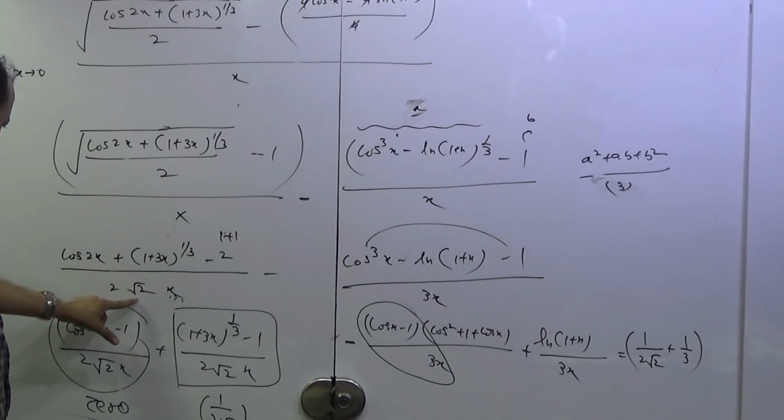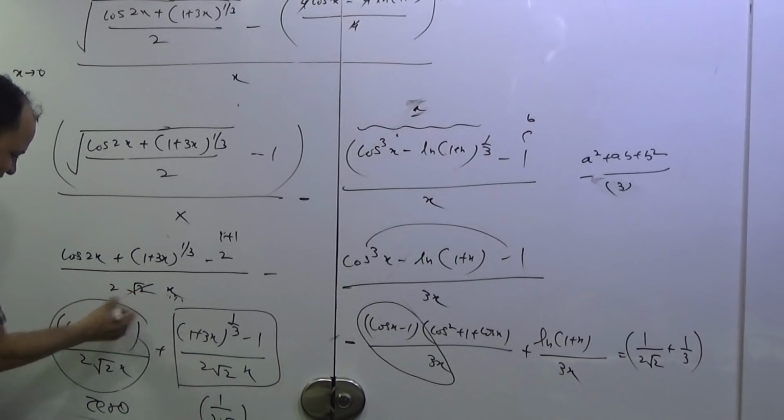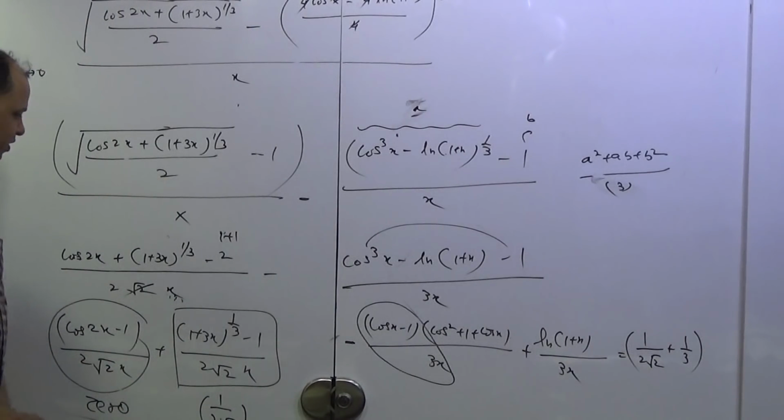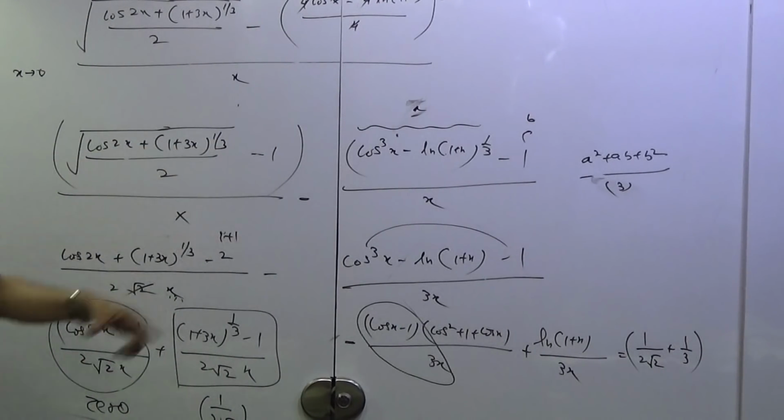Why have we written this root 2 here? Because the factor below will not be root 2; it will be only 2. This is where we are making the mistake. Root 2 and root 2 will be there, so it will become 2. It will be 1 plus 1. Root 2 will not be there. That's right, this is 2.